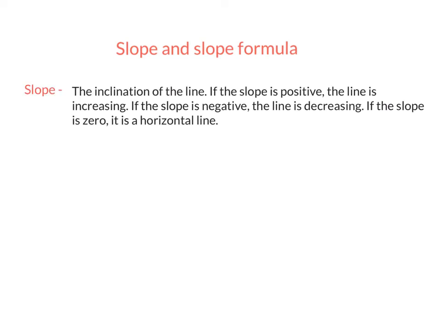So the slope is the inclination of the line. If the slope is positive, the line is increasing. If the slope is negative, the line is decreasing. And if the slope is 0, it is a horizontal line.